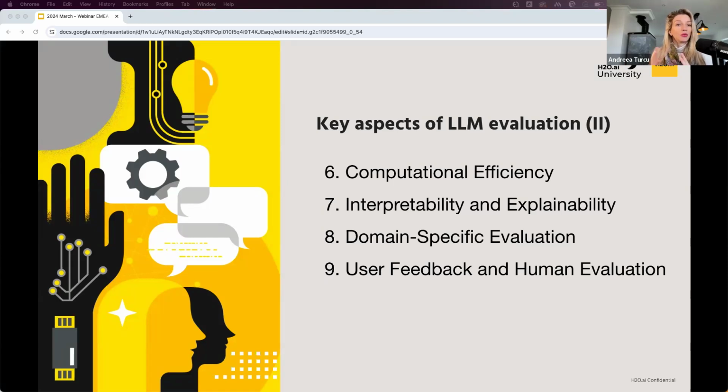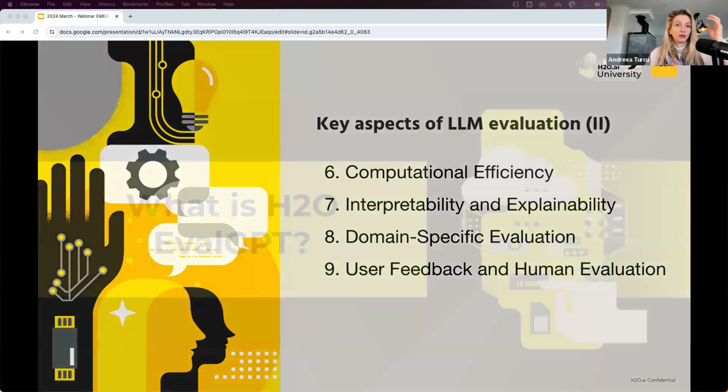Okay. Yeah, we have some other key aspects such as domain-specific evaluation or user feedback and human evaluation. Those are some important aspects that I might consider in the LLM evaluation point. But just be aware of the fact that your project is not done until you have passed through this evaluation step that is crucial when you want to have good results in production.